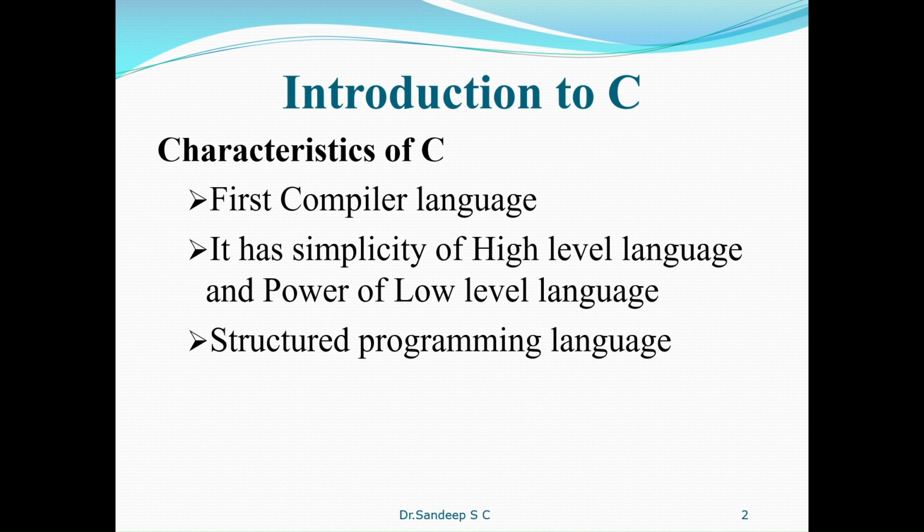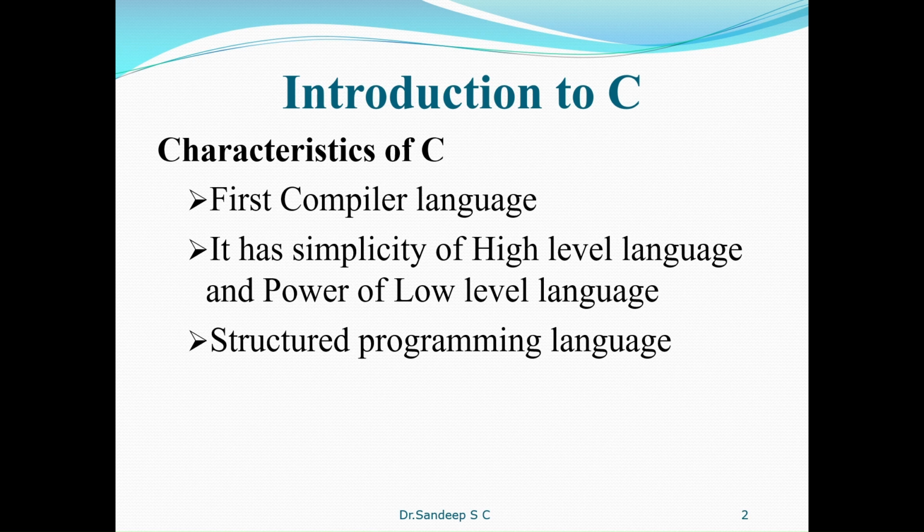So C is also a very simple high-level language. It has the simplicity of a high-level language. When we say high-level language, that means the keywords we use are very close to our standard English language, so understanding their meaning would be simple. At the same time, it also provides us the power of a low-level language, so that we'll be able to do a lot of coding very close to hardware, and we'll be able to control the execution in the hardware. So this is based on the structured programming method.